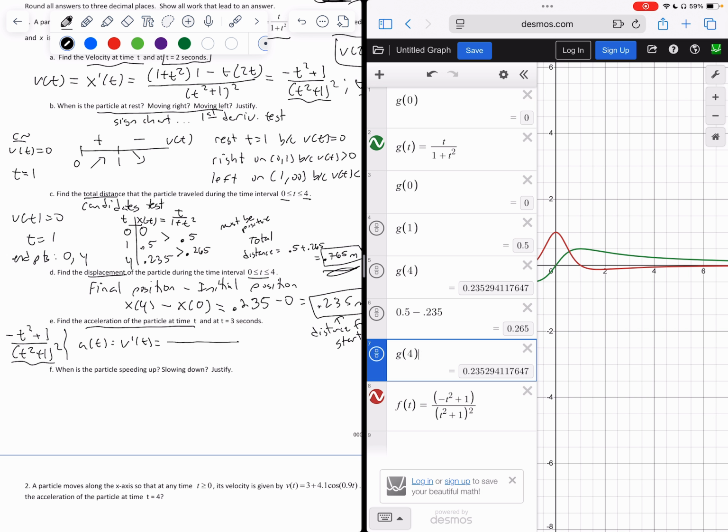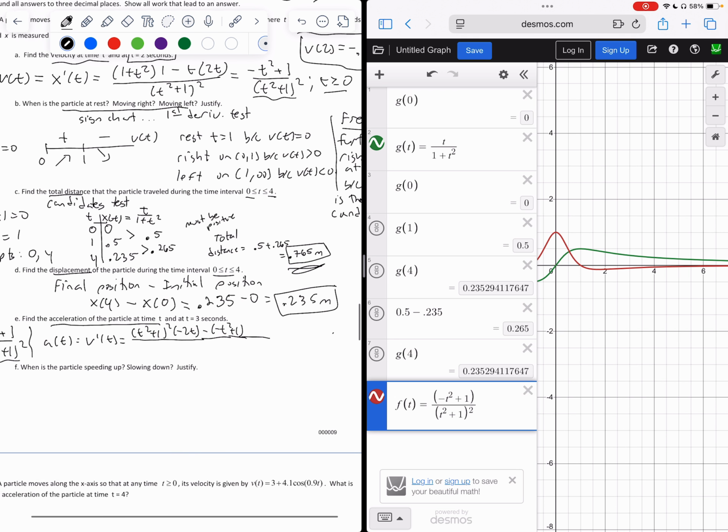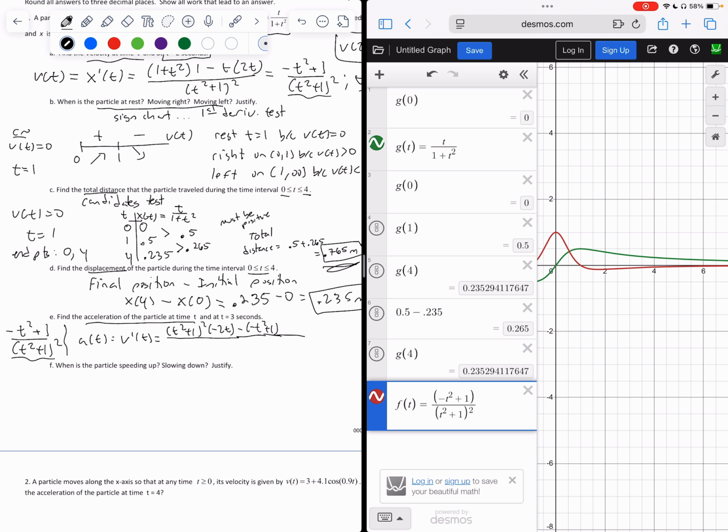This is going to be, again, the quotient rule. So it's going to be the low, t squared plus 1 squared, low d high, which becomes negative 2t, minus high, negative t squared plus 1, d low, and this is where it gets awful. Let me erase all of this because this is where it gets pretty bad. D low, that's my chain rule. I'm going to get 2 times t squared plus 1 to the first times 2t, all over that bottom squared.